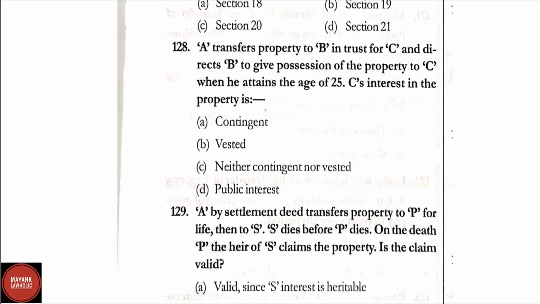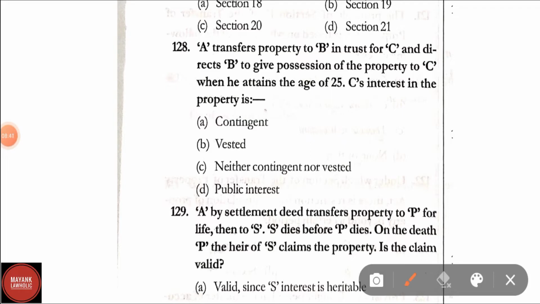Question number 128. A transfers the property to B in trust for C and directs B to give possession of the property to C when he attains the age of 25. C's interest in the property is vested. Option B is the correct answer.